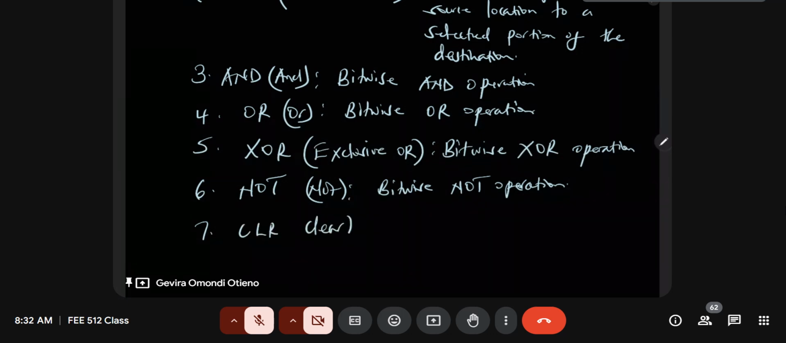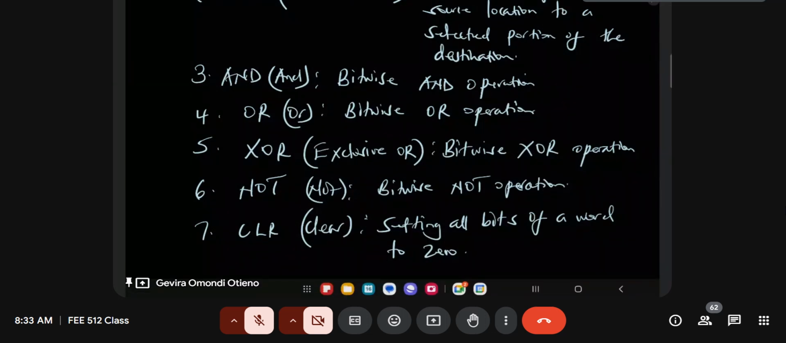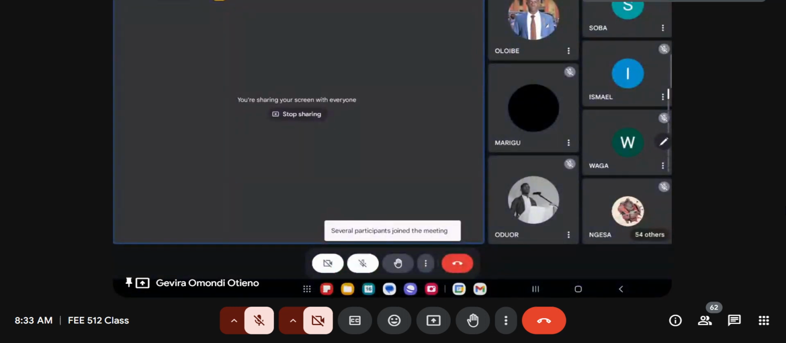What we humans refer to as clear is setting all bits of a word to 0. Now, there are other commands, several of them. I cannot discuss all of them here today, but there are several.